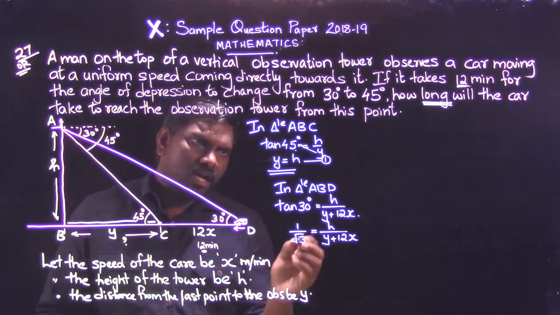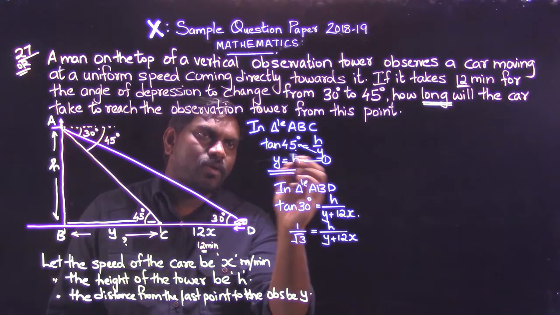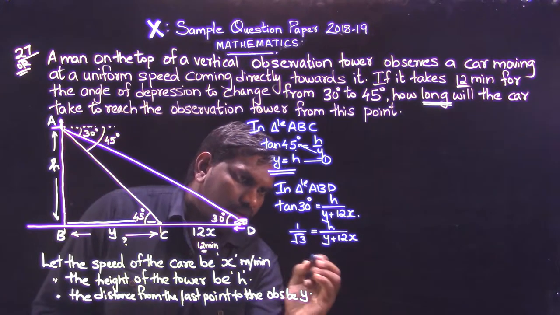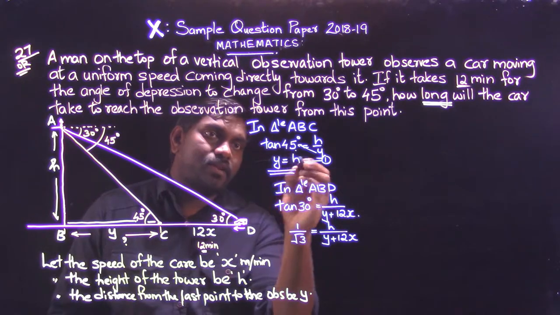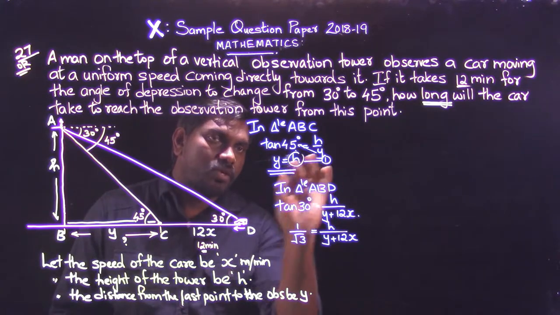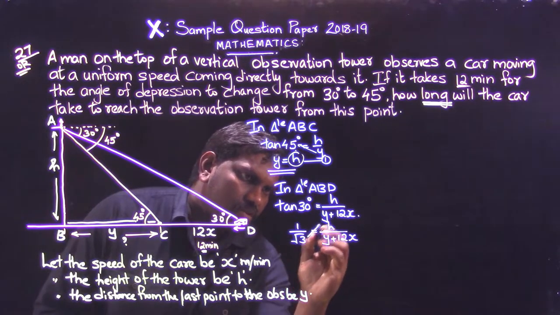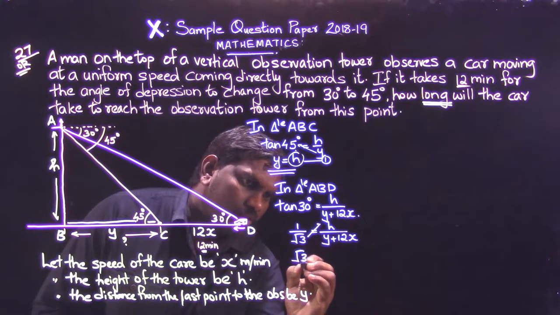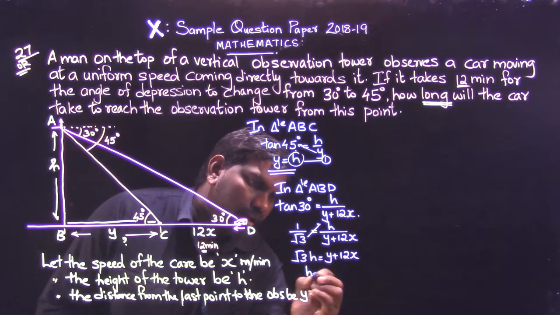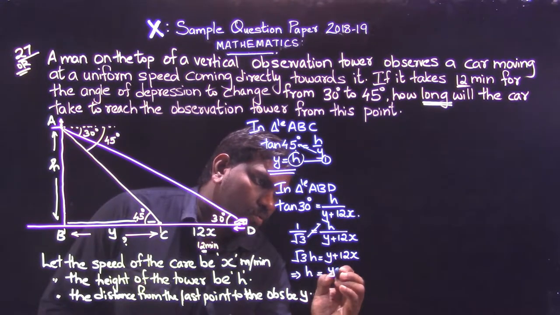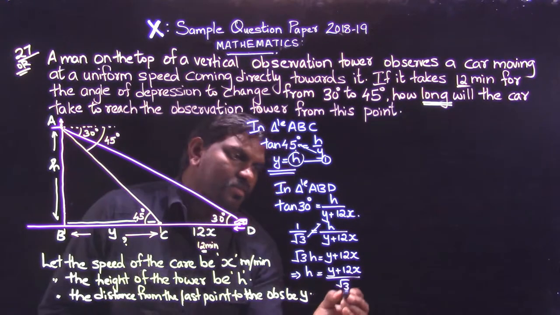From here, I need to equate to h. From here, you know that h is equal to y, or y is equal to h. Now here h is equal to y, and h is what we wanted here. From here to h, but before that, the root 3 will go up. That will give me root 3 h is equal to y plus 12x, which implies h is equal to (y plus 12x) by root 3. Isn't that clear?